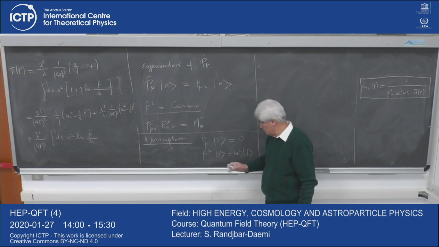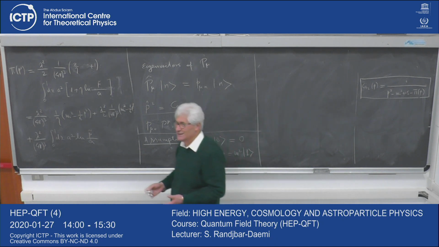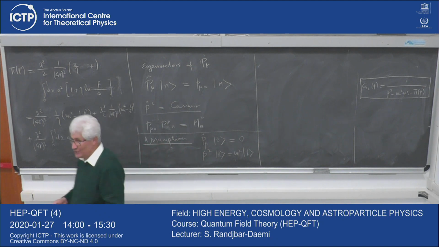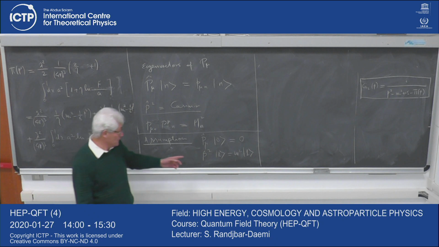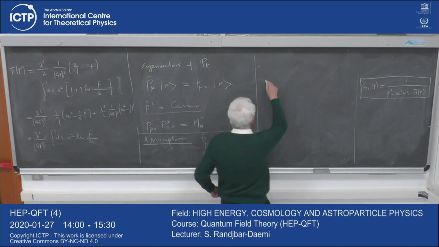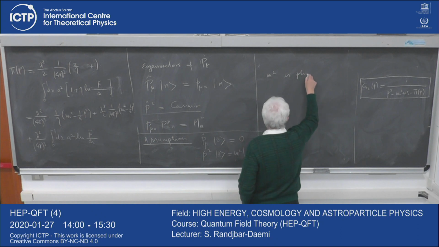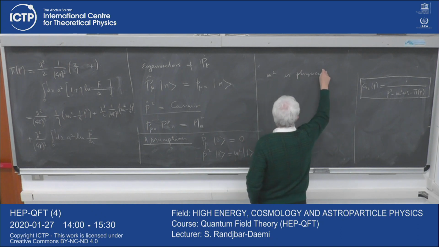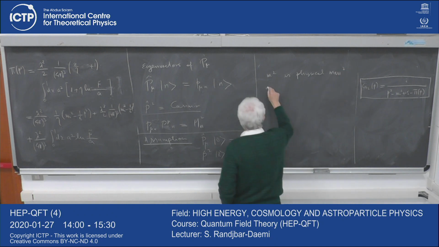Okay? However, the assumption is that such states do exist for a massive particle. If you want to use this field theory for a massive particle, the momentum eigenvalues should square to give the mass of that particle. And this is the physical mass we are talking about. So m squared is the physical mass squared of a single particle state.